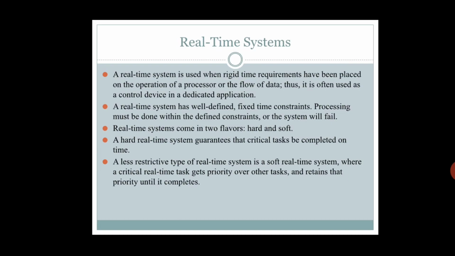Okay, so a real-time system is used when rigid time requirements have been placed on the operation of the processor or the flow of data. Thus, it is often used as a control device in a dedicated application. So, real time is nothing but, see, in general, if I want to say the concept of real-time systems, the systems will never wait for anything.